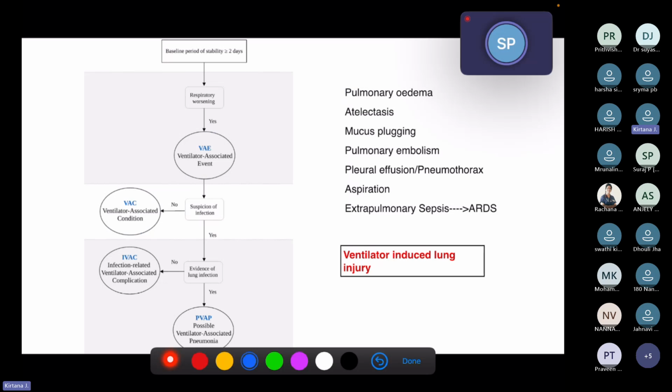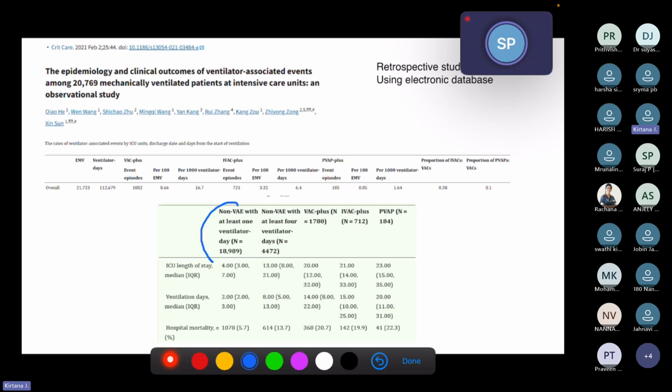This was a retrospective study done in China in which they looked at all the people who were mechanically ventilated in their ICUs. The study included around 19,000 patients who were ventilated, and among these 19,000 patients, around 1,800 had a ventilator-associated condition, and out of these 1,800, only 712 patients actually had an infection-related VAC. This means that VAP could have been the diagnosis in 712 patients, but in around 1,000 patients, they had worsening on the ventilator which was not completely explained by an infection. It could be because of pulmonary edema, ARDS, aspiration, embolism, etc. But definitely VILI was also at play here.